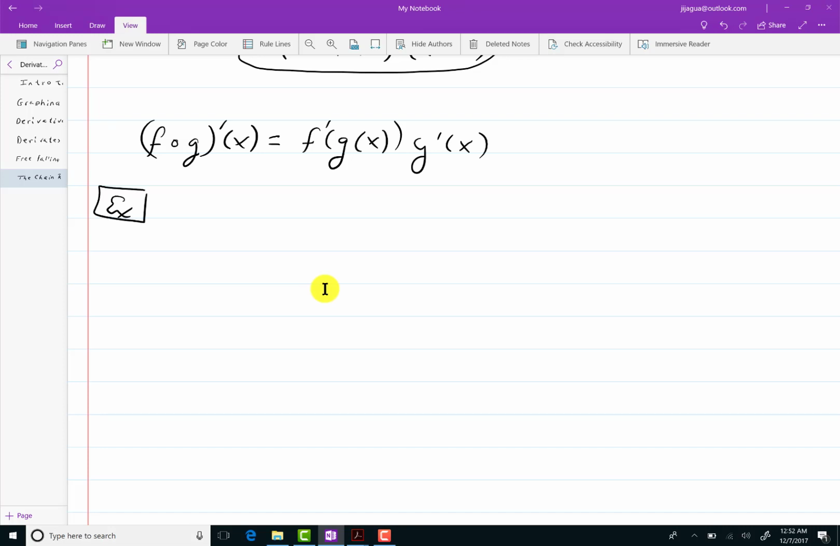let's do this. y equals e to the square root of x squared plus 1. See, now if you look at this, e is the outer, now it's not just the outer function, but it's the outermost. And then the square root is the next outermost.